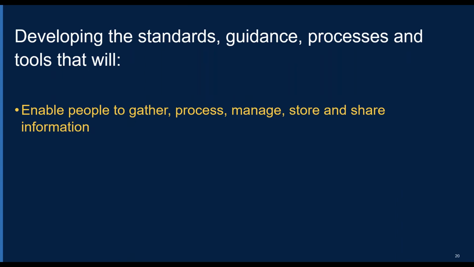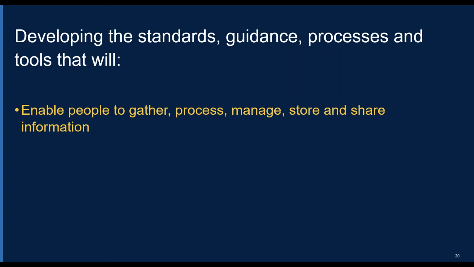But if I wanted to break the program down, in government terms it's not a huge program, but it's still quite a large program. And it's obviously very complex. There's lots of elements to it that we need to pick up. But in simple terms, we can probably break the program down into three key areas. So the first one is really around developing the standards, the guidance, the processes and the tools that will enable people to gather, process, manage, store and share information.